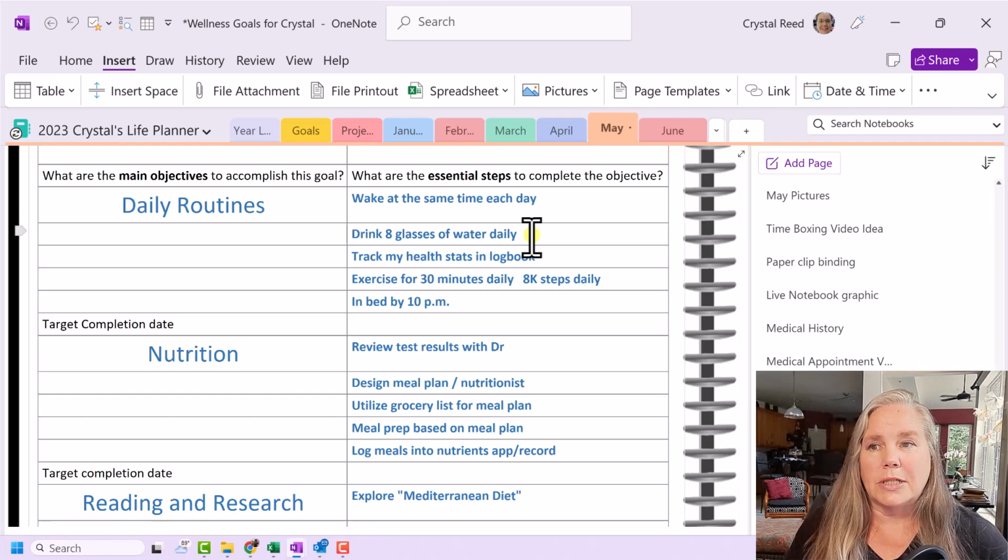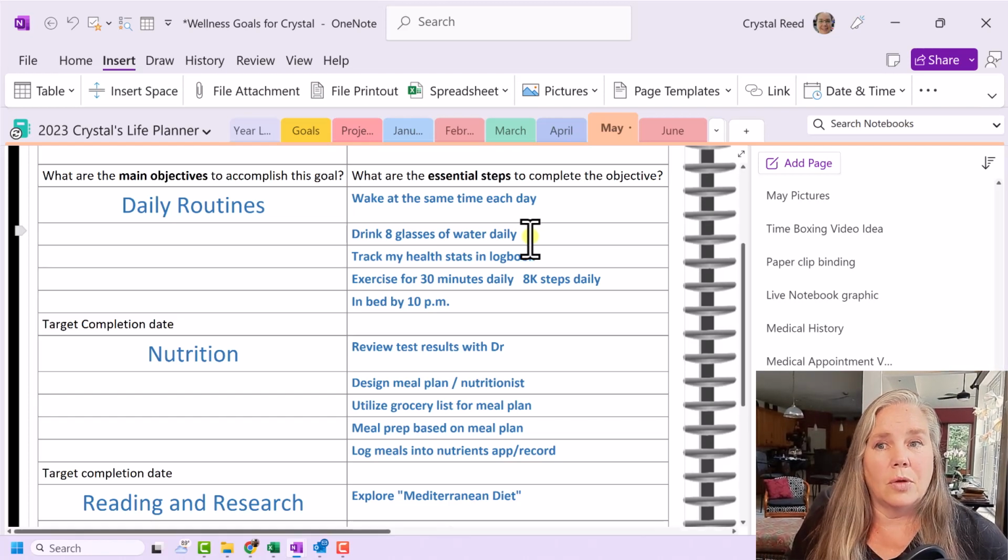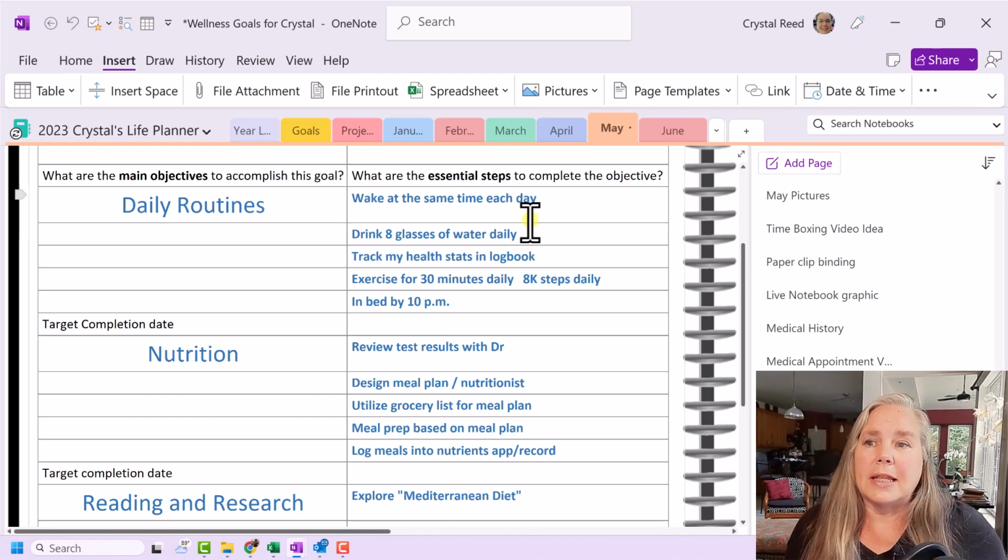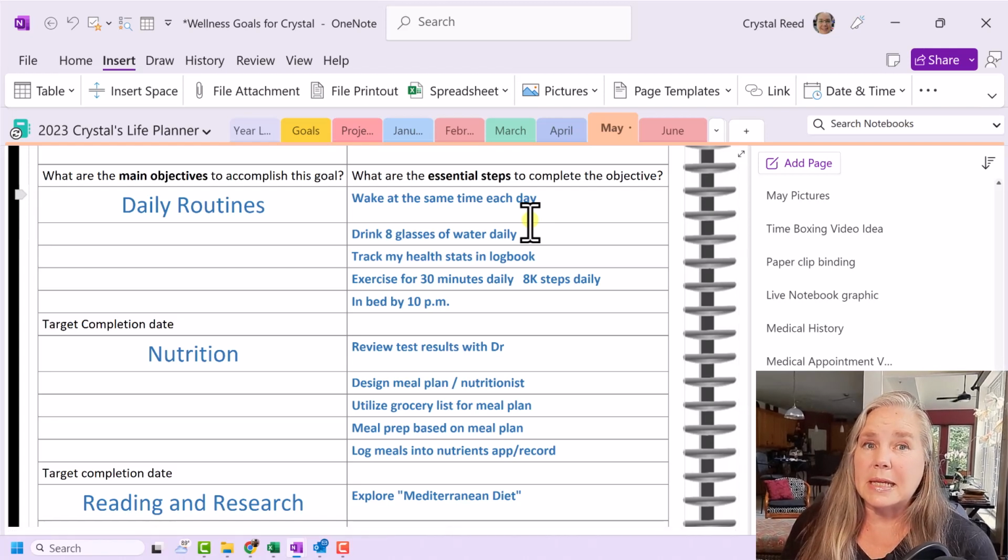Another thing for my daily routines is I need to make sure that I exercise for 30 minutes a day, or take 8,000 steps at a minimum daily, okay? So I could go bike riding, or I could swim in the pool, or do water aerobics, or do my 8,000 steps daily. Those things are important. And again, I log those in my health and wellness logs here in my planner. And the last thing that I have for this one is to be in bed by 10 o'clock, all right? It doesn't mean I have to be asleep by 10, but I need to be in bed and resting and making my way towards sleep by 10 o'clock.